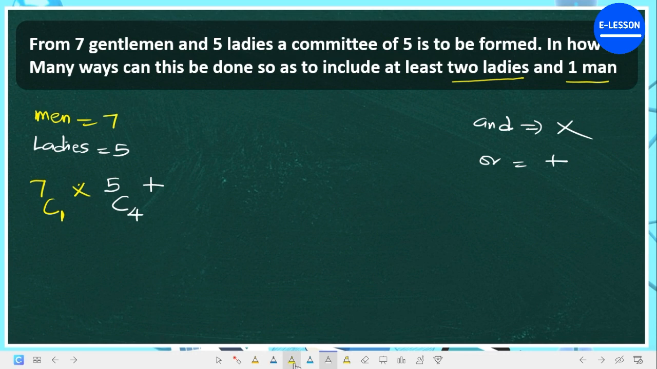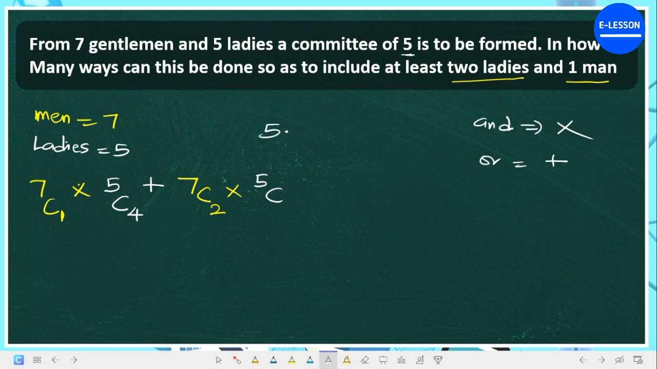Now, the next one is, you may decide to choose 2 men because they said at least 1 man. So it can be greater than 1, but at least 1 man should be present. So we can decide to choose 2 men this time. So we have 7 combination 2 times, and then how many women are in the class? 5. Now if you're already choosing 2 men, how many women are you going to choose to make it complete? A committee of 5 is to be formed.